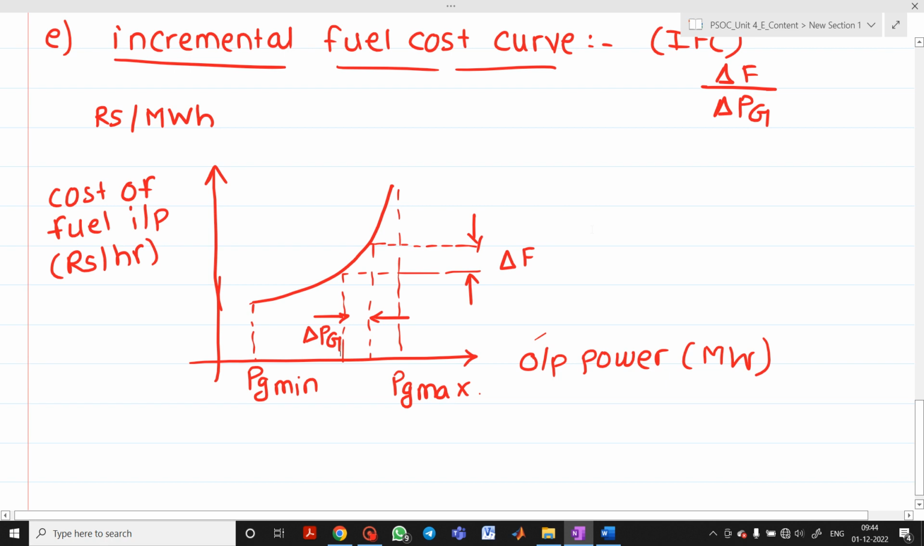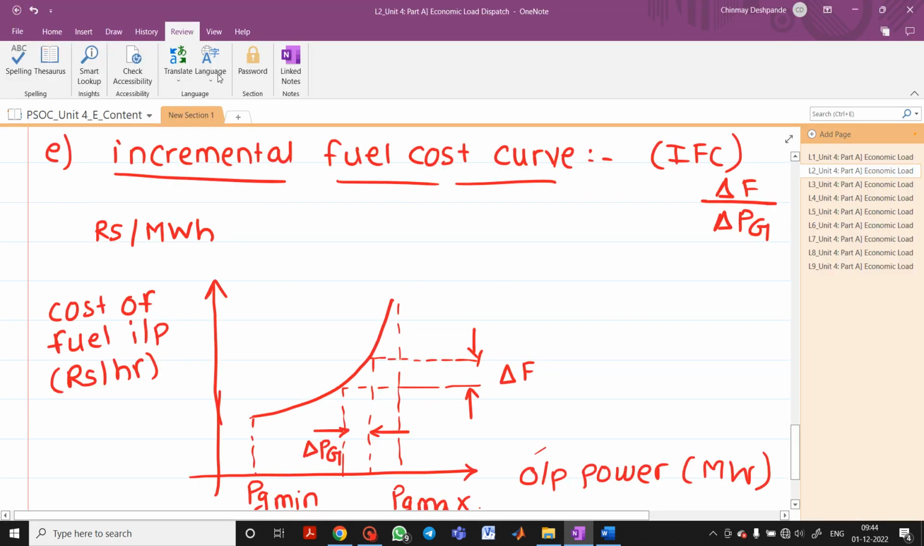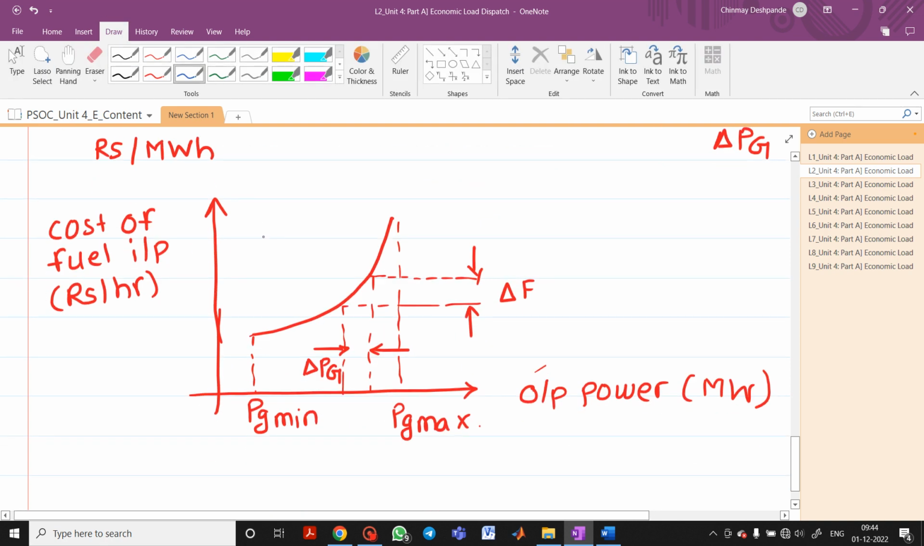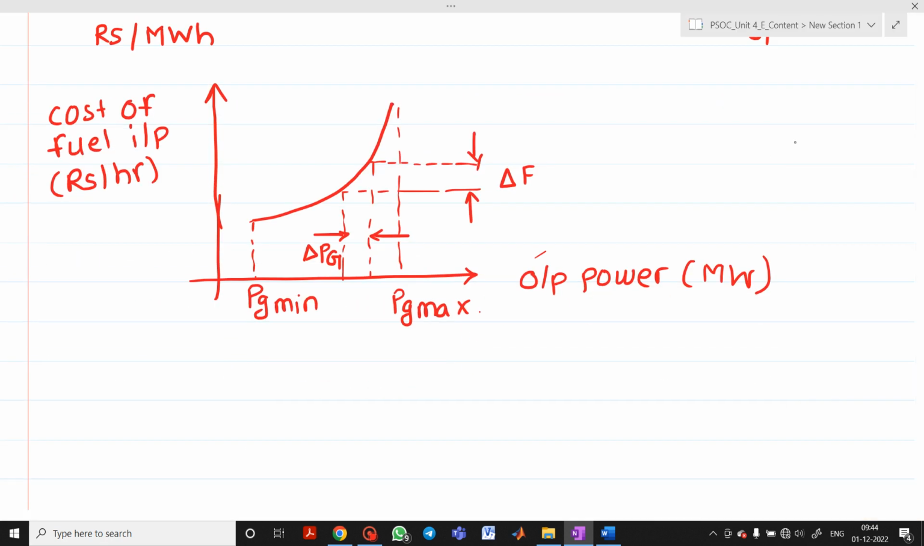So what I will do now is very simple. Let me take a different color so that it will be easy for us. If I draw here a tangent like this, suppose this is the tangent which is drawn to this curve. So whatever will be the angle which is made here, it is nothing but beta. Let's say this is also a beta.